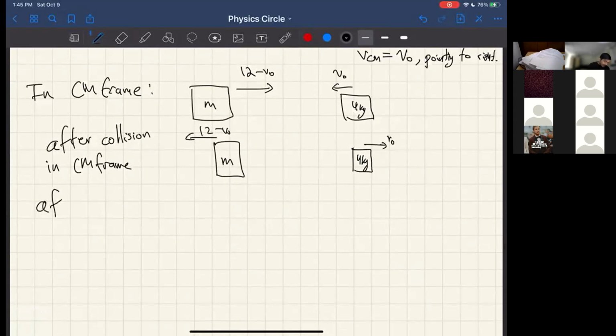So now let's look at after the collision in the original frame. This is what you view in the collision if you're running along at v0 to the right. So what does that mean to somebody who's on the ground?